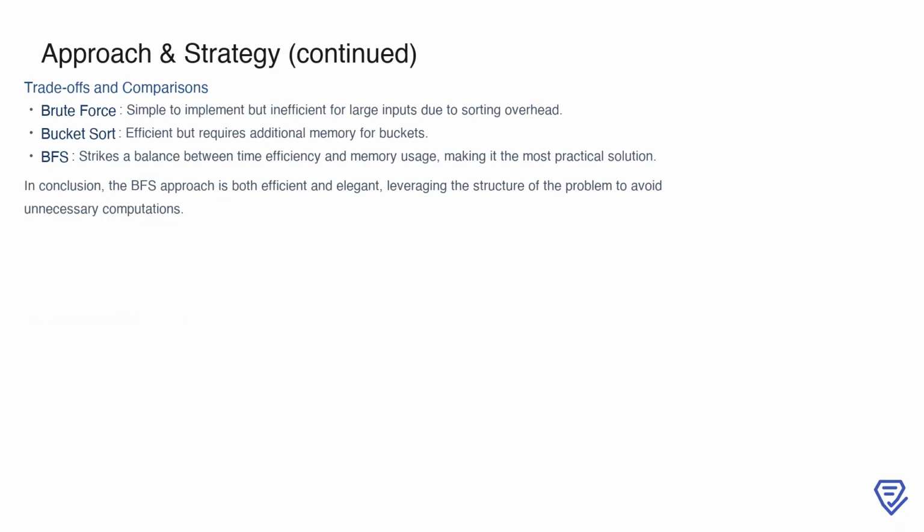The brute force method is straightforward to implement but becomes inefficient for large inputs due to its reliance on sorting. Bucket sort is time efficient but requires additional memory to store the buckets, which might be a concern for very large matrices. The BFS approach strikes the best balance between time efficiency and memory usage. It avoids the overhead of sorting, processes each cell exactly once, and does not require additional data structures like buckets. This makes it the most practical solution for this problem.